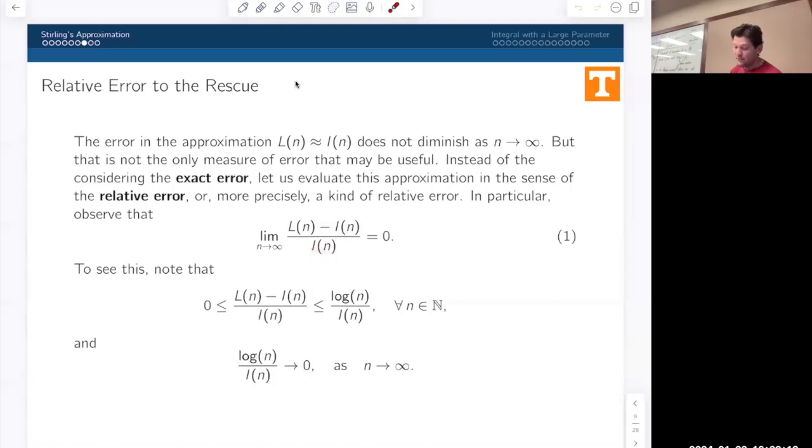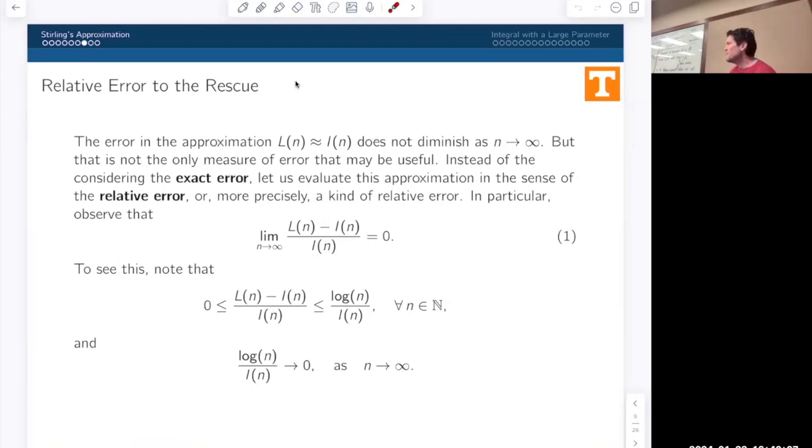LN minus IN over IN. This guy actually does go to zero, okay? So in some sort of relative error sense, I am getting a pretty good approximation because this quantity is going to zero. And I'll show you that in a moment, but let's prove this first. To see this, just divide everywhere by IN, and then you use the fact that I know what this expression looks like, and I can compute this quotient, take the limit as n gets larger and larger, and this guy does indeed go to zero. So I'll leave it as a small exercise for you to see that that happens.